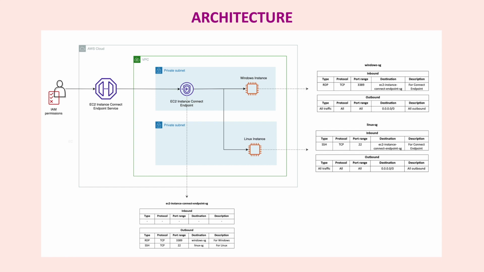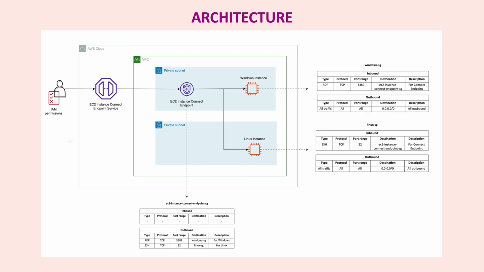The Instance Connect endpoint and the respective instance need to be configured with the security group rules as shown in the diagram. The Instance Connect endpoint does not need any inbound rules, which makes this all the more secure. But it does need to allow outbound traffic on RDP or SSH port to the respective instance security group. Simultaneously, the instance security group needs to allow traffic from the RDP or SSH port from the endpoint security group.